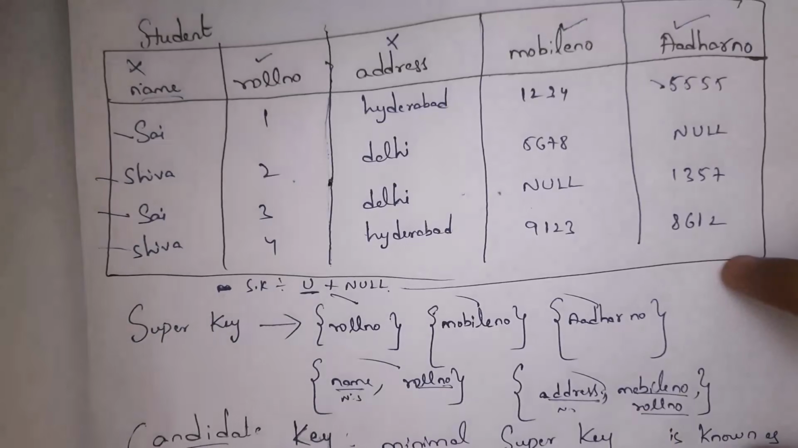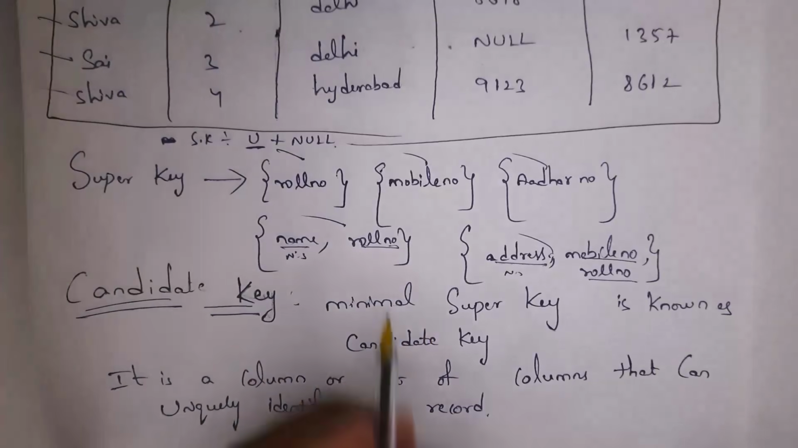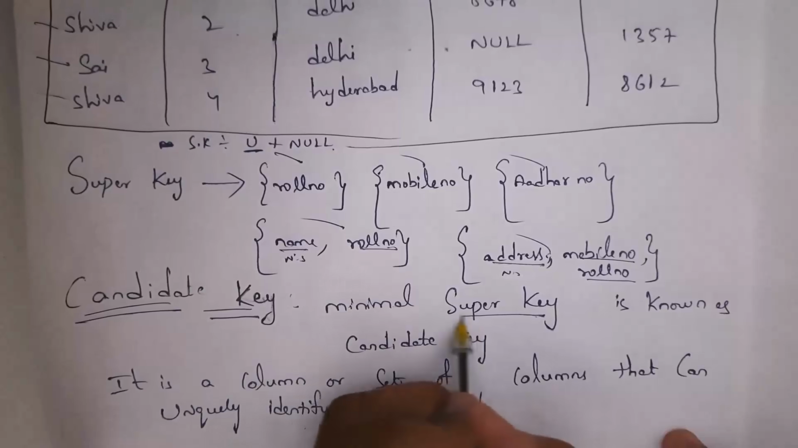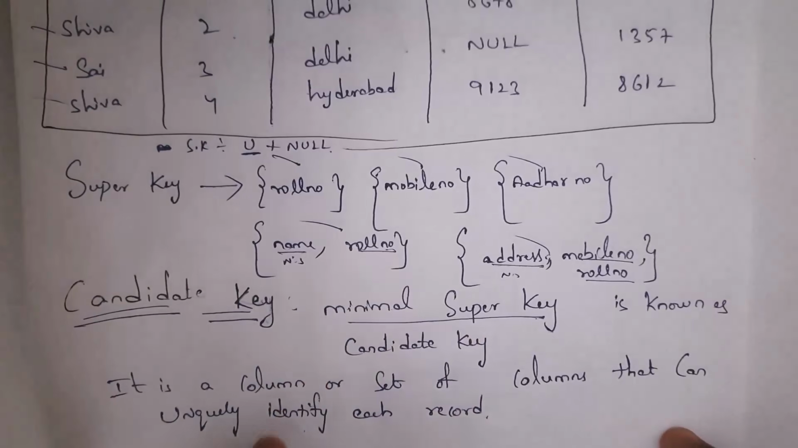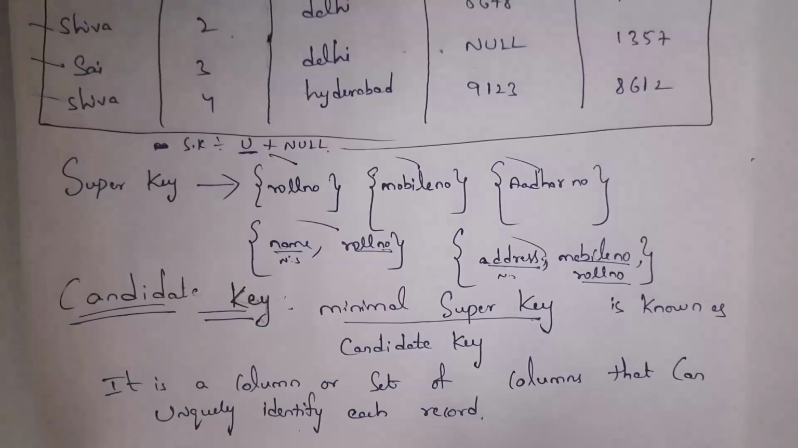Next I will explain what is candidate key. Guys, a minimal super key is known as a candidate key. Guys, minimal super key. Just remember this point. This candidate key is a column or set of columns that can uniquely identify each record. Guys, this candidate key is the same as a super key. By using a candidate key, we can uniquely identify each record.